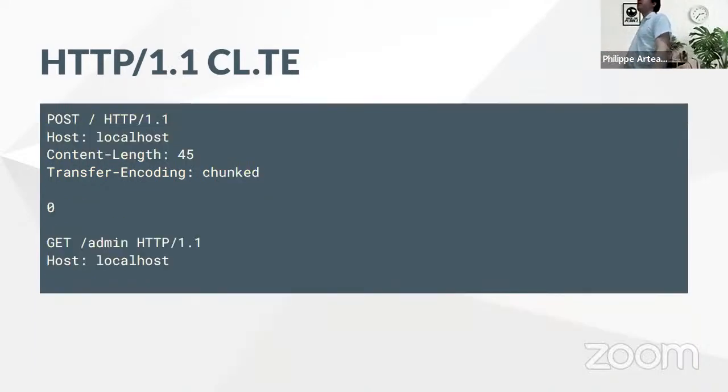The thing is, what happens if a malicious actor or hacker sends a request with both Content-Length and Transfer-Encoding? The RFC says that you should always be using Transfer-Encoding, but some proxies didn't honor this.